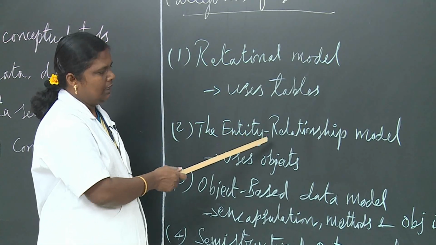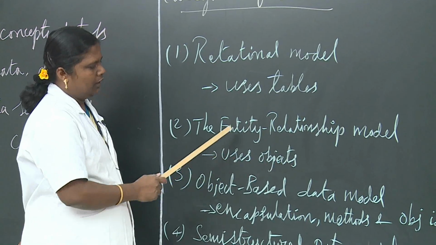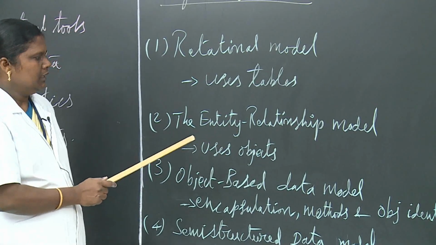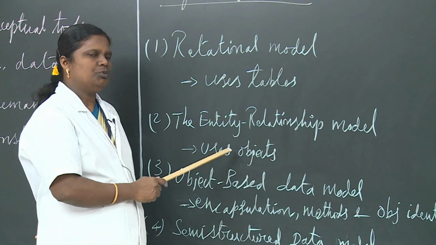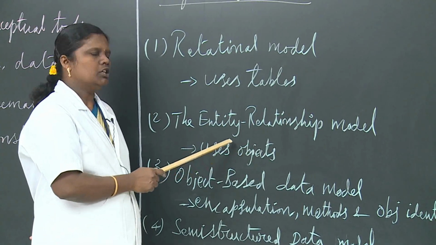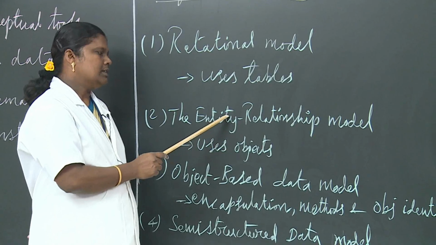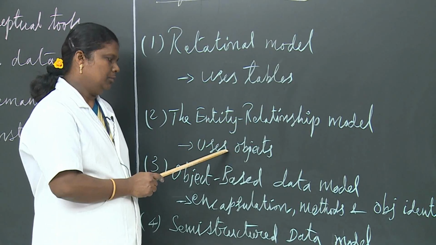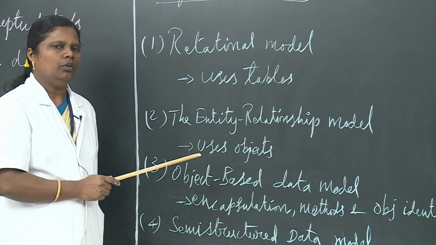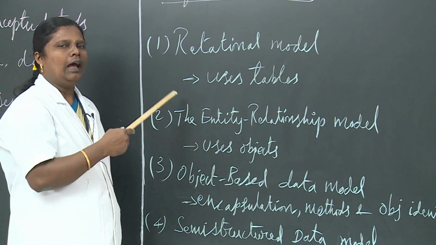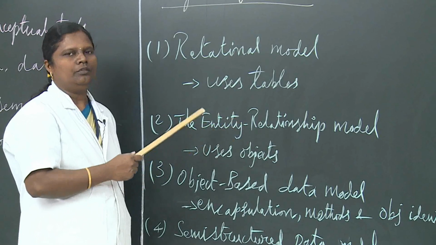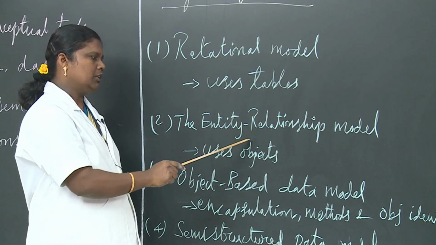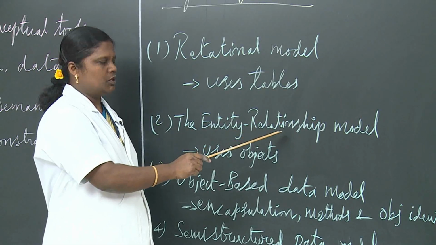The next one is the entity relationship model. Here the data are considered as entities, and relationships are considered between objects. Various objects are involved in order to describe the entity relationship model. It describes the real world scenario based on its objects and its relationships, how different objects are related to each other. That may be described with the help of this entity relationship model.